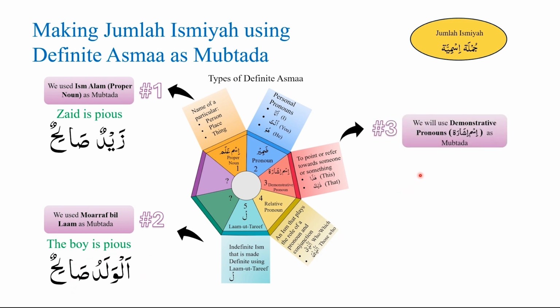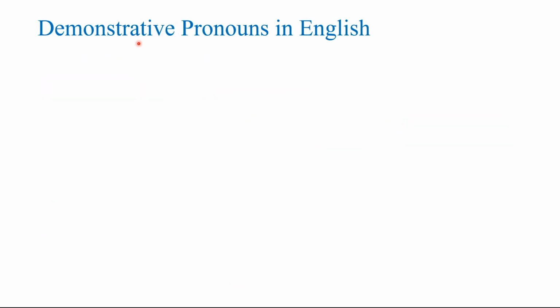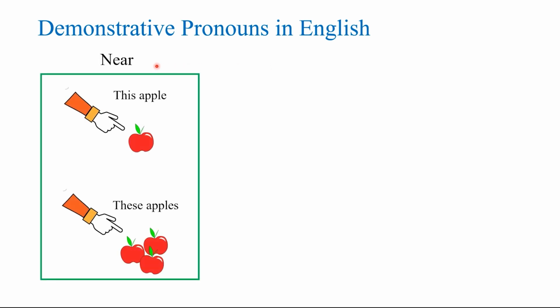Today, we will use demonstrative pronouns or ism ishara as mubtada, and we will try to make Jumla Ismiya using demonstrative pronouns as mubtada. Let us understand demonstrative pronouns using examples from the English language. In every language, we will have certain terminologies to point towards people or things that are near or far. In the English language, to point towards a person or a thing that is near, we will use this or these. This and these are examples of demonstrative pronouns.